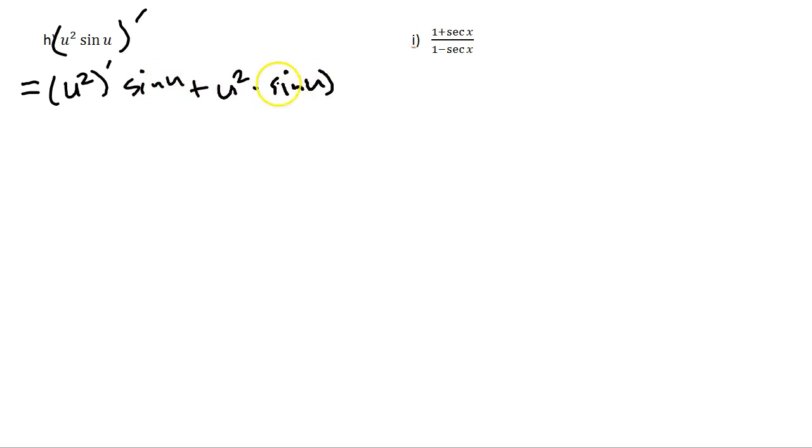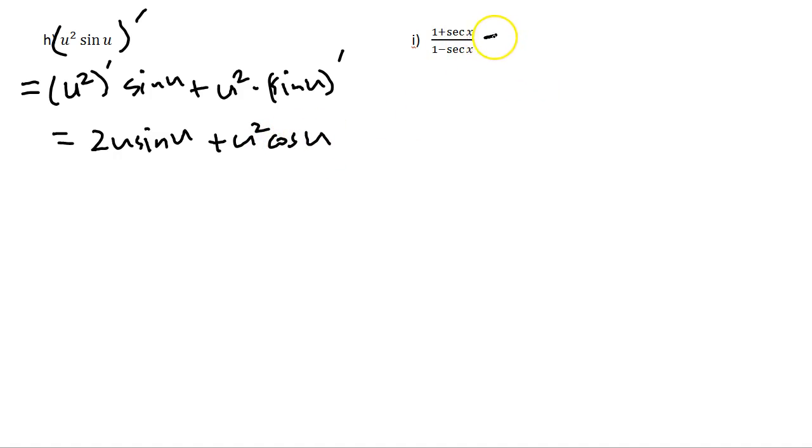Another simple application of the product rule. If you differentiate u squared times sine u, you get u squared prime sine u plus u squared times sine u prime. That's 2u sine u plus u squared. Sine u differentiates to cosine u.